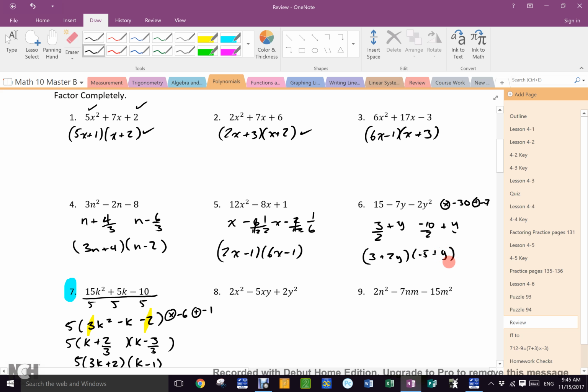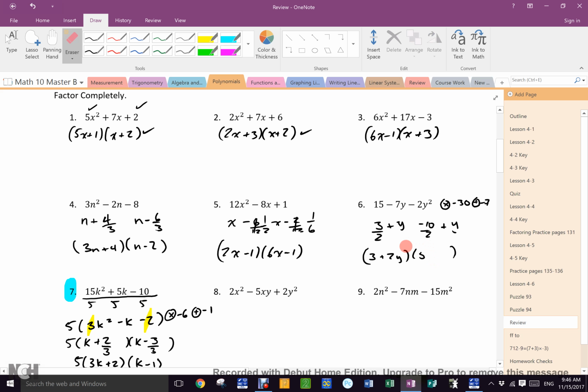Does that work? 3 times negative 5, is that negative 15? No. I need positive 15 there, don't I? So what's the 5 gotta be? If the 5's positive and the y is negative, let's check that. 3 times 5 is 15. Y times 2y is negative 2y squared. Then we have to check the middle here. Negative 3y plus 10y. Does that work? No, that gets me positive 7, correct?